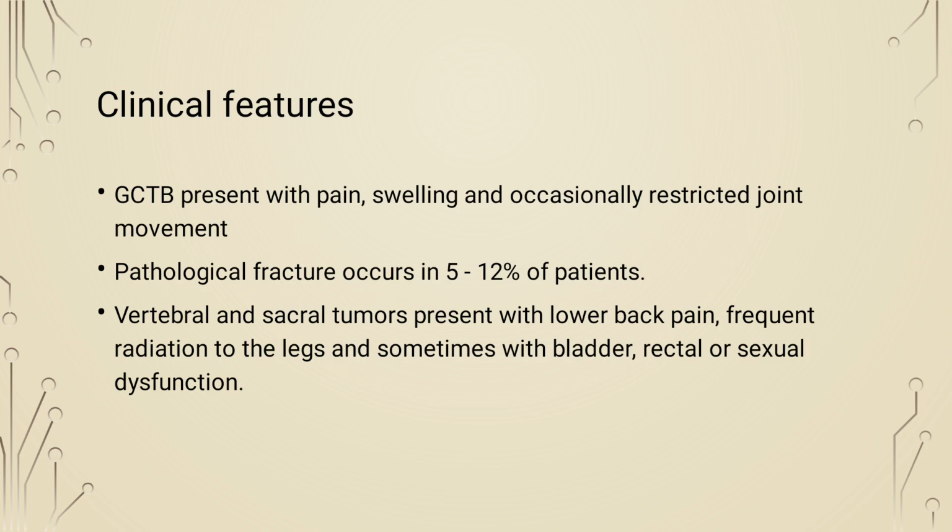Clinical features: giant cell tumor of bone presents with complaints of pain, swelling, and occasionally restricted joint movements. Pathological fractures occur in 5 to 12% of the patients. Vertebral and sacral tumors present with lower back pain, frequent radiation to the legs, and sometimes with bladder, rectal, or sexual dysfunction.